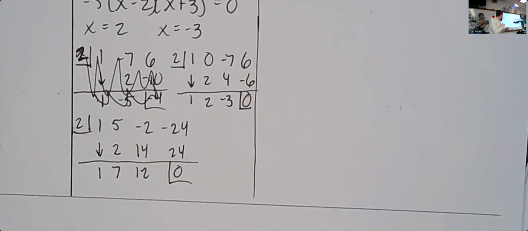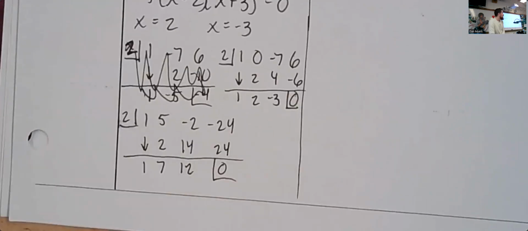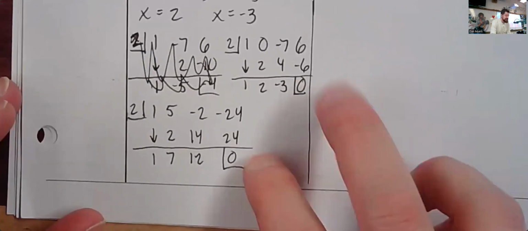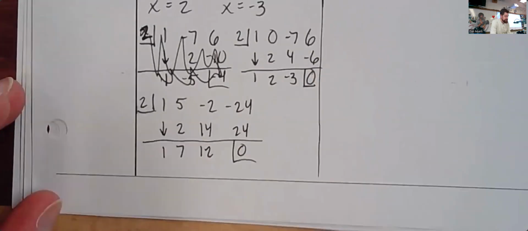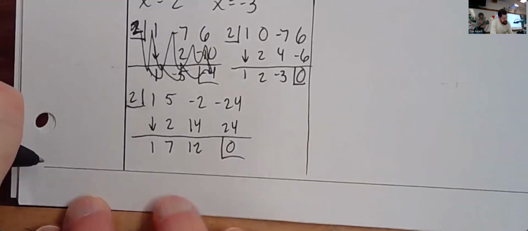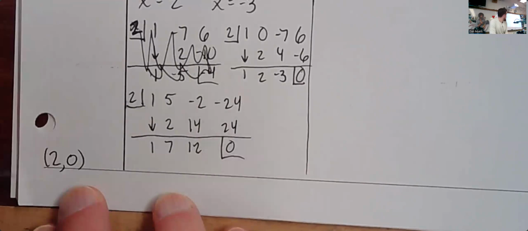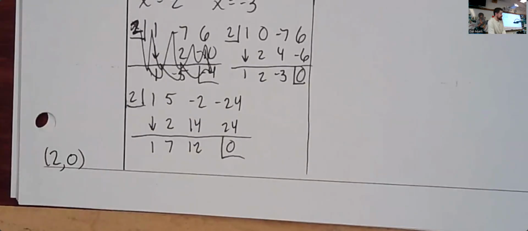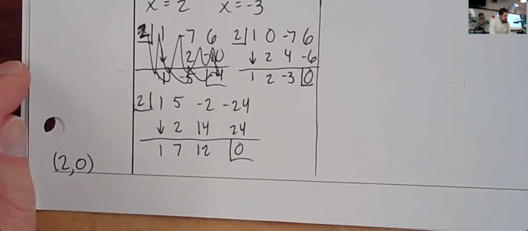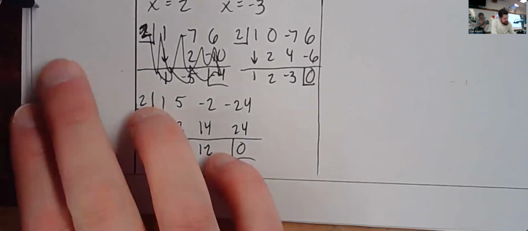So one of the points of intersection is the point 2, 0. We got that one figured out. Now we need to evaluate the other one. I'm going to go off to the side here and just do it over here. So when x equals 2, y equals 0. I'm just going to write that down here, 2, 0, just to save that for the answer. And then the other one, we're going to need to use negative 3 for x. So here we go, negative 3.